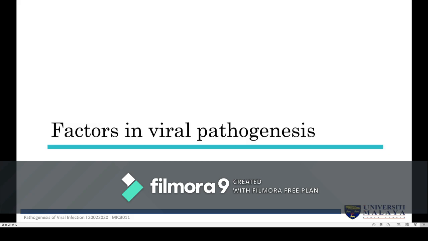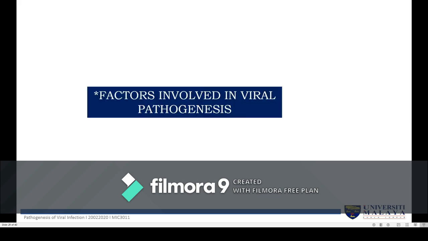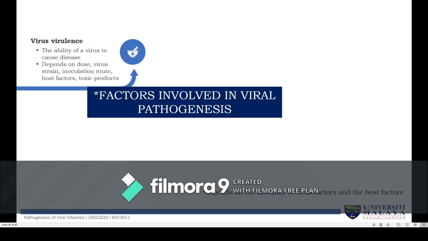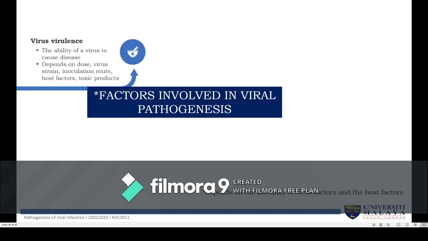So factors in viral pathogenesis, there are a few. Like I mentioned just now, it depends on the interplay of virus factors and host factors, and that can cause the disease. The first one is virus virulence, the ability of the virus to cause disease. Different viruses have different virulence. It depends on the dose, the virus strain, inoculation route, the host factor, and the toxic products.